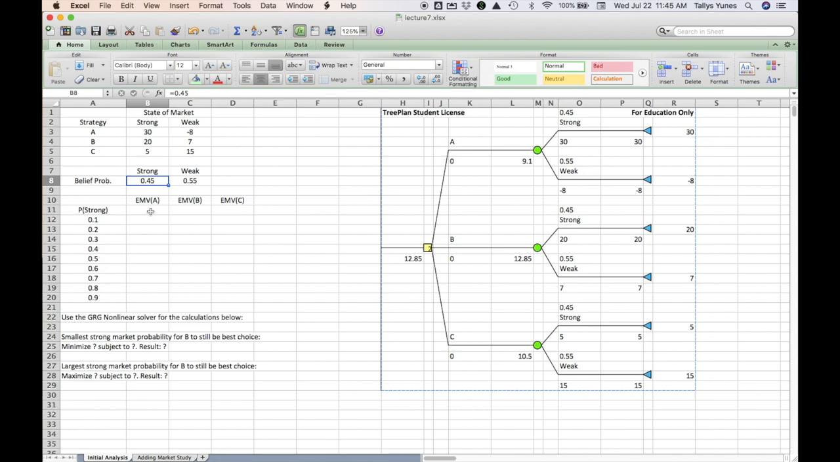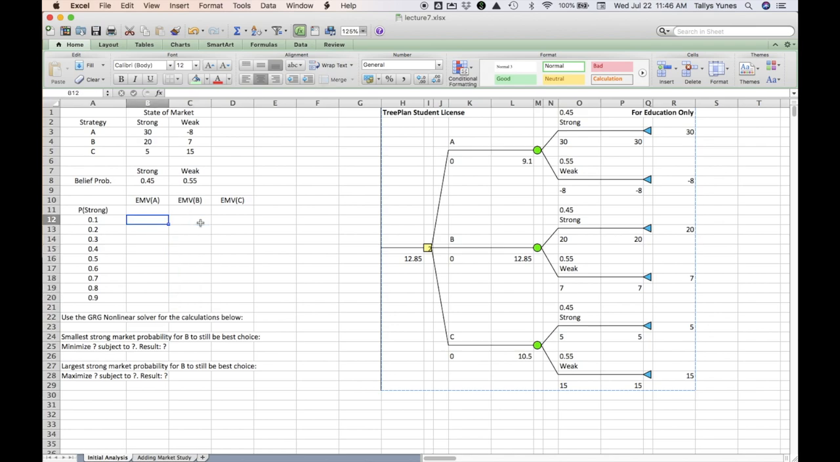Here's the idea. You take this area where you have the values you want to replace the 0.45 with, and in these cells here is where I want to know, as I change the 0.45 to these values, what will the EMV of choice A become? What will that 9.1 become? And I want to save that here. Likewise, save the EMV of B, etc.